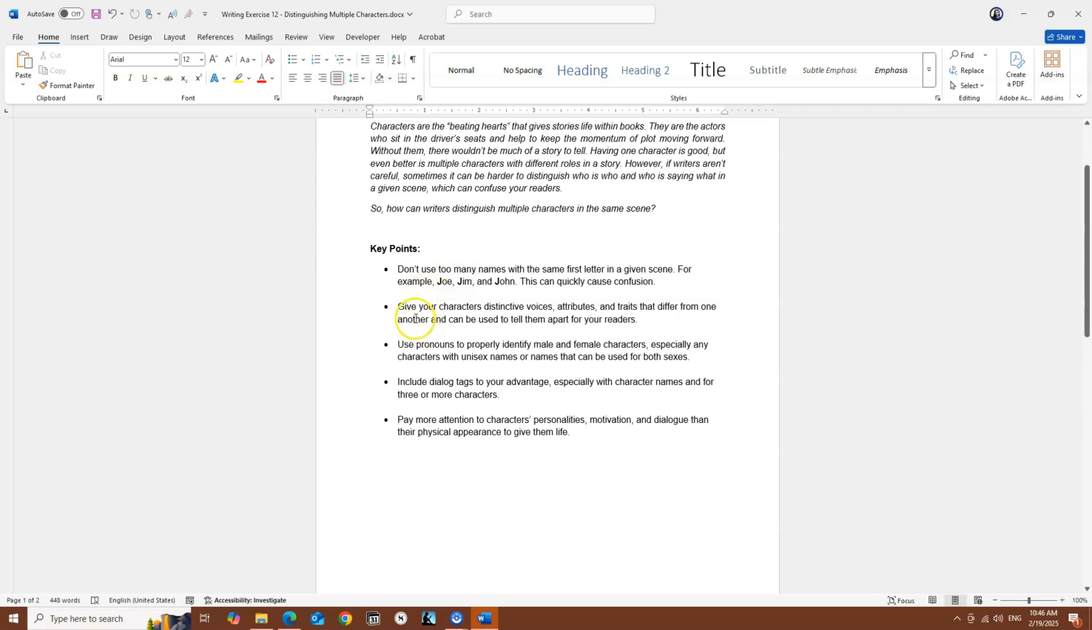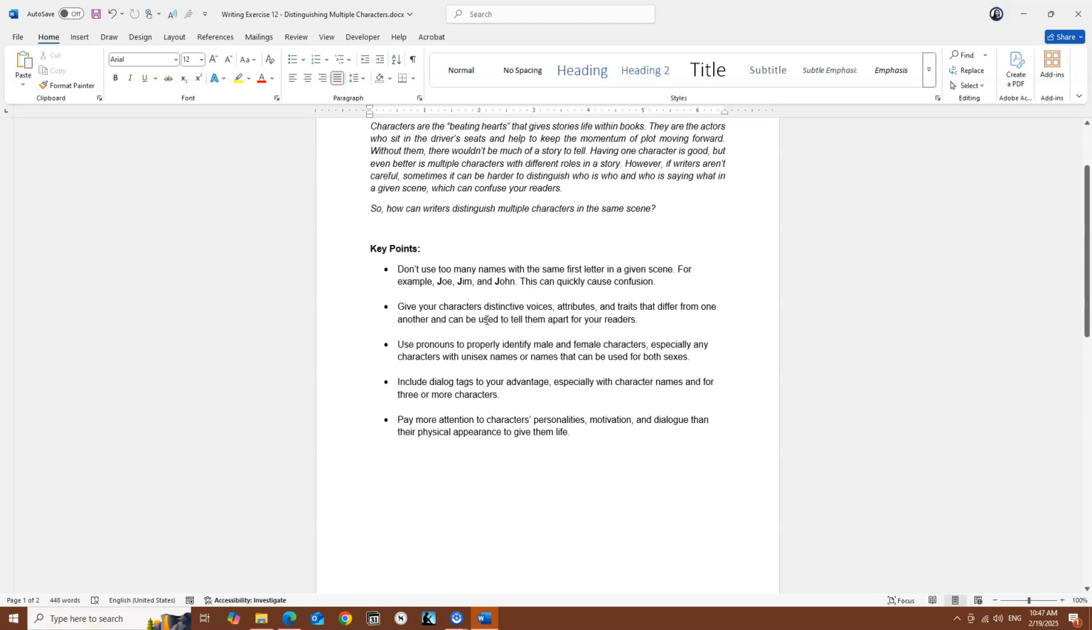The next key point is to give your characters distinctive voices, attributes, and traits that differ from one another and can be used to tell them apart for your readers. This one is extremely helpful in being able to identify the characters of your cast within a particular scene.